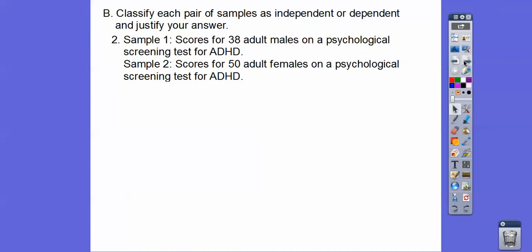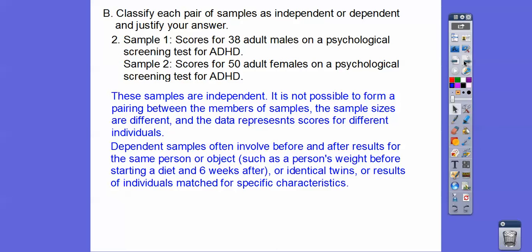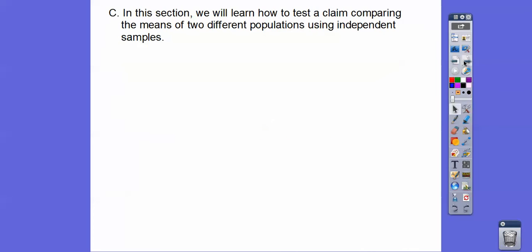Scores for 38 adult males on a psychological screening test for ADHD, and the second sample is scores for 50 adult females on a psychological screening test for ADHD. Well, those are independent. I can't pair them up. They're different sample sizes, so those are totally independent of each other. Dependent samples often involve before and after results of the same person or objects, such as starting a diet, before and after, or identical twins can be paired up. So anything that can be paired up or matched up is dependent, okay?